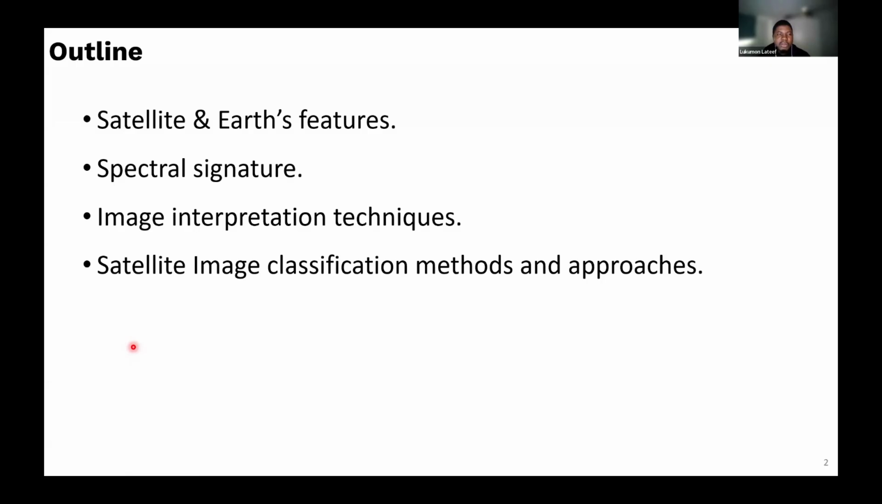We also look at the reflectance properties of the most common features on the Earth surface, and we look at several techniques that we can use to interpret or identify features on an image. And finally, we're going to look at classification methods and approaches that we can explore to classify our image.